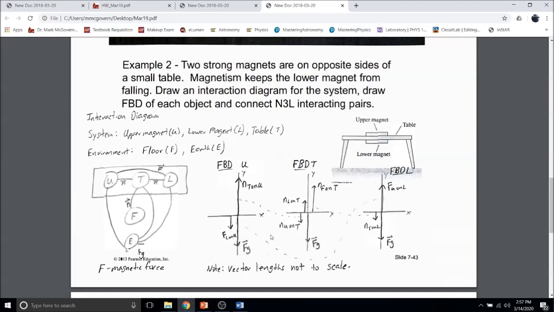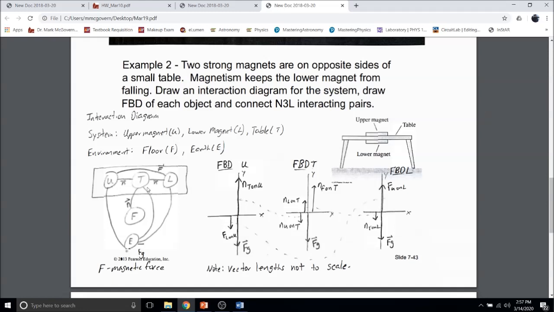The table exerts an upward force on the upper magnet, and what that does is it supports that object against two things: the gravitational force that's pulling down and the magnetic force that pulls down. So the normal force is going to be higher than gravity because it's also accounting for the magnetic force.